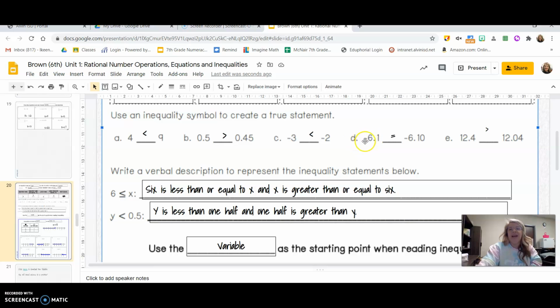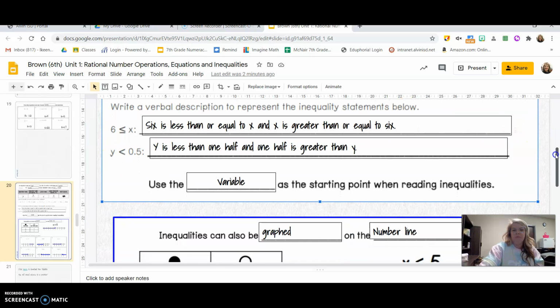And D, -6 and 1/10 is equal to -6 and 10/100. Because remember, I could add a 0 on this side too, and it would look exactly like this one. E, 12 and 4/10 is greater than 12 and 4/100. Okay, so this is something that should be very familiar to you. You've been doing this since probably about first grade when you compared numbers.